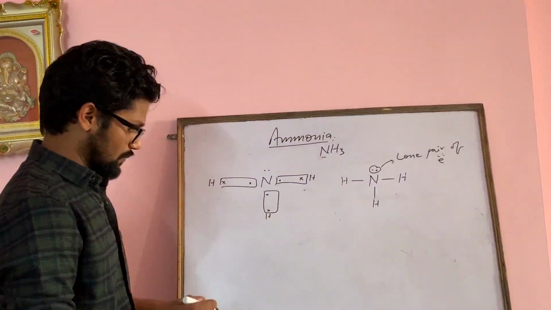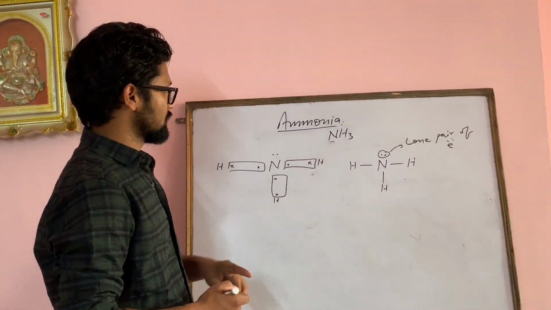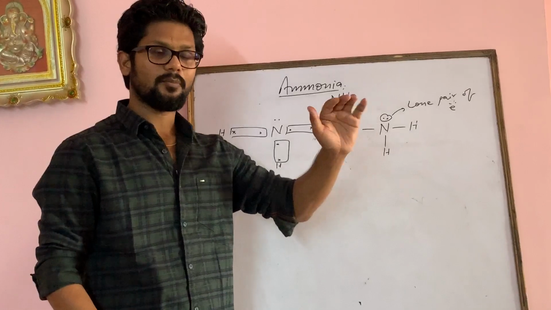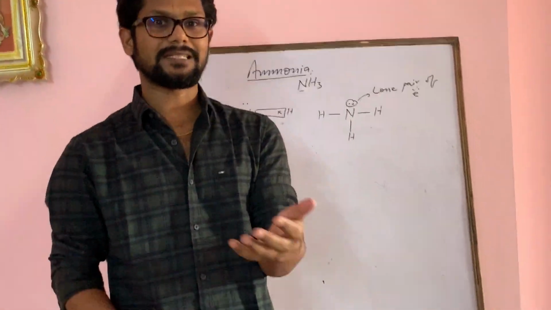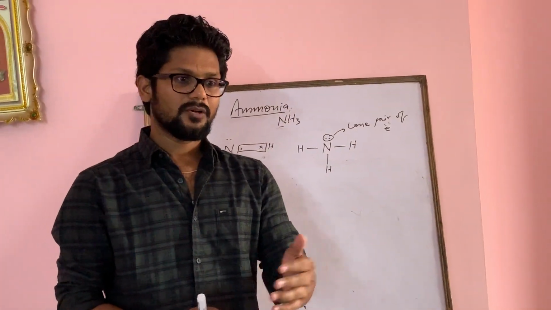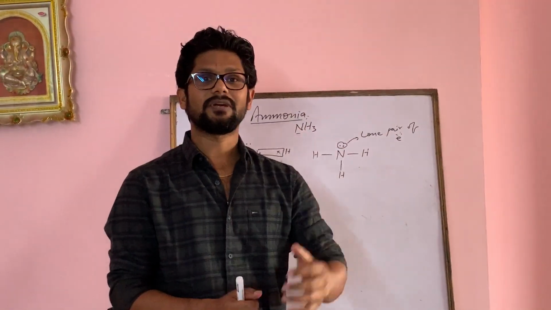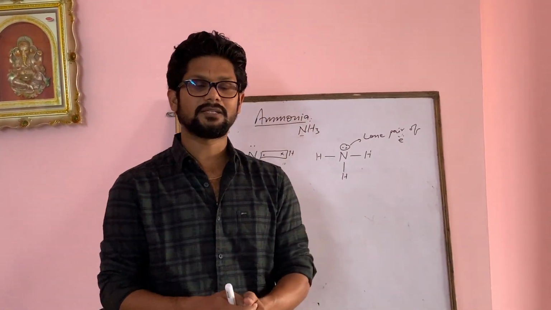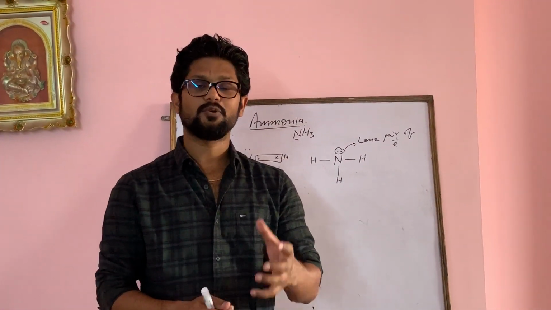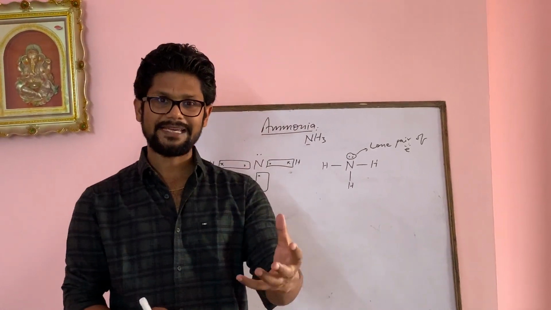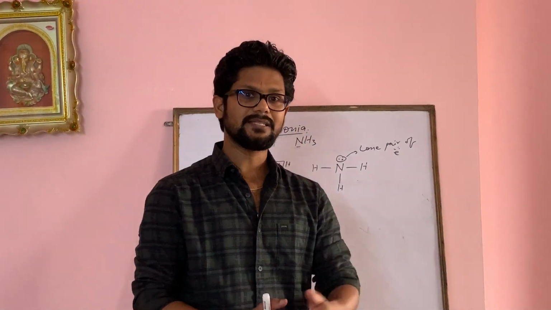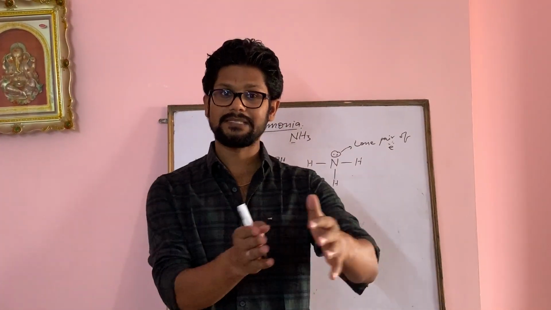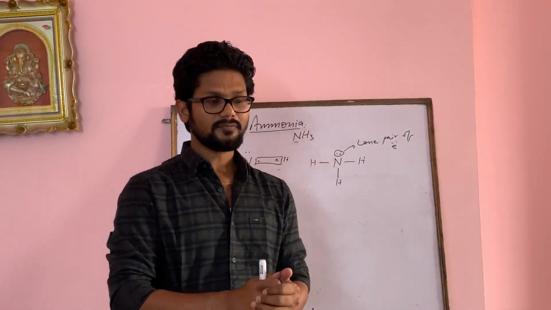Now the next point is where it occurs. Occurrence of ammonia: ammonia occurs in free state and also in combined state. Free state means it occurs in atmospheric air. Combined state means it occurs in compounds like ammonium chloride, ammonium sulfate, ammonium nitrate, ammonium nitrite. In these compounds ammonia is present but not in free state. It is in the combined state.